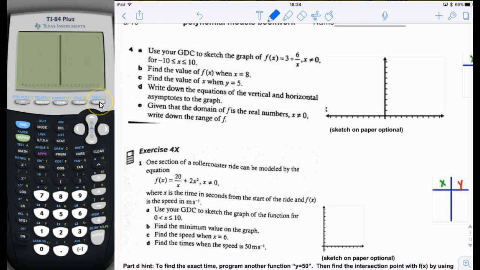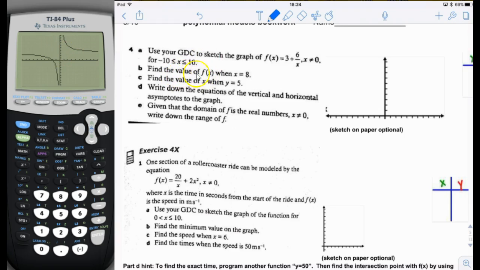Now, when you graph it, it usually automatically does between negative 10 and 10, and if it doesn't, you want to go to Zoom Standard. Zoom Standard does between negative 10 and 10 on the x-axis and on the y-axis. Usually that's a good place to start.